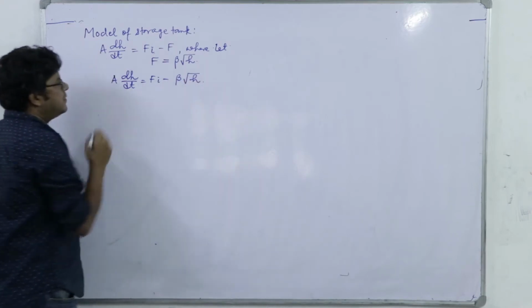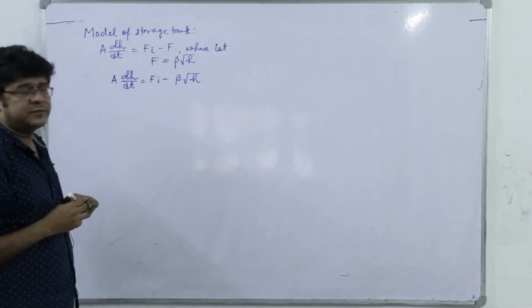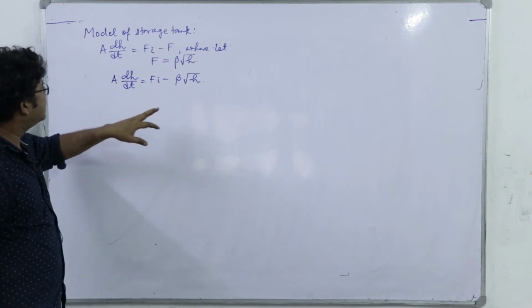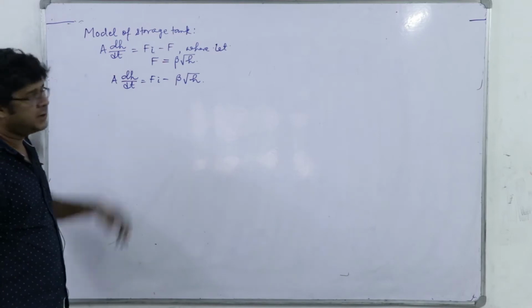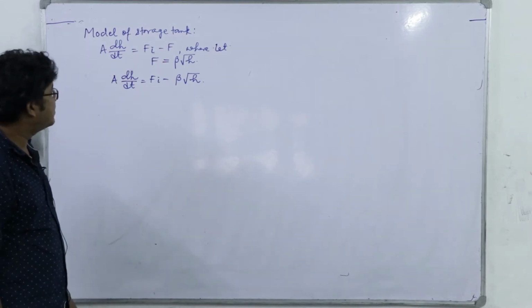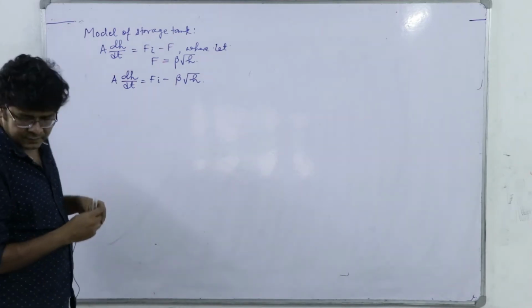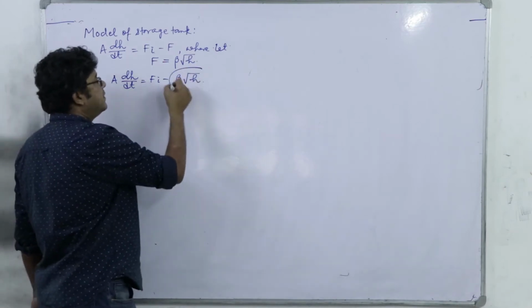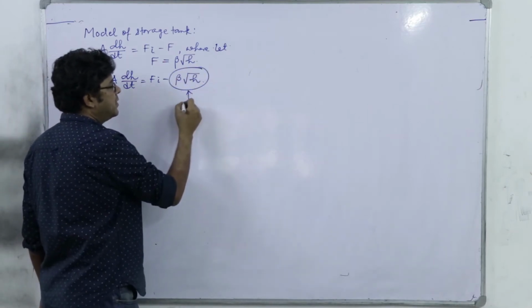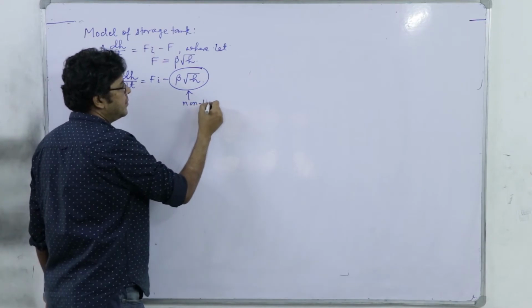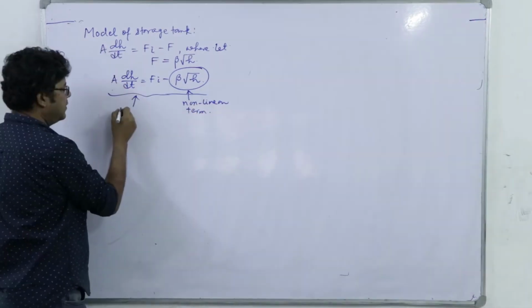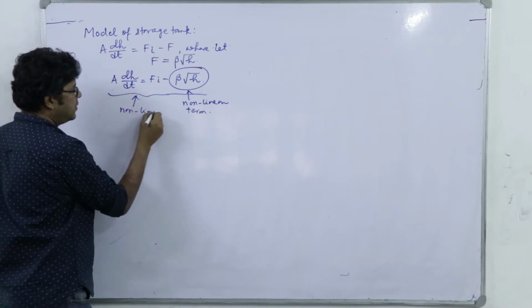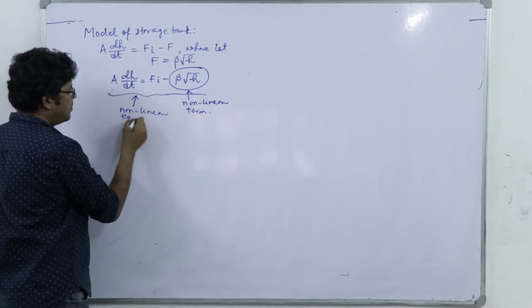So, obviously H is the output or the control objective or the state variable, right. Fi is the input and beta is the manipulated variable. So, here we have to note that this is a nonlinear term, and overall it is a nonlinear equation.